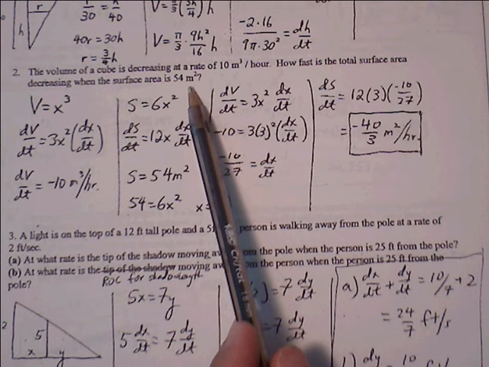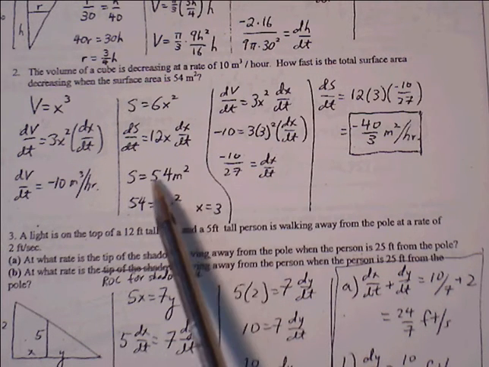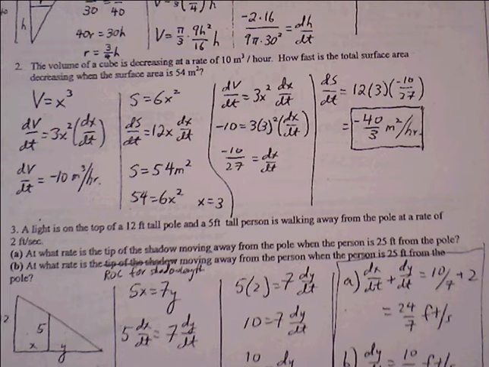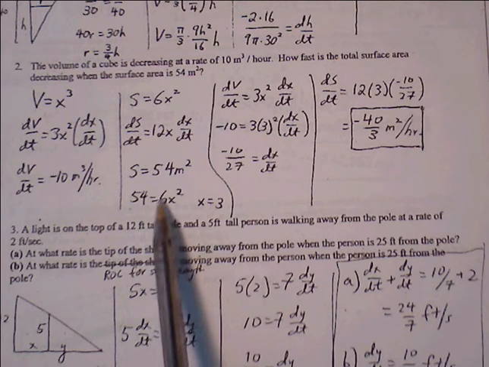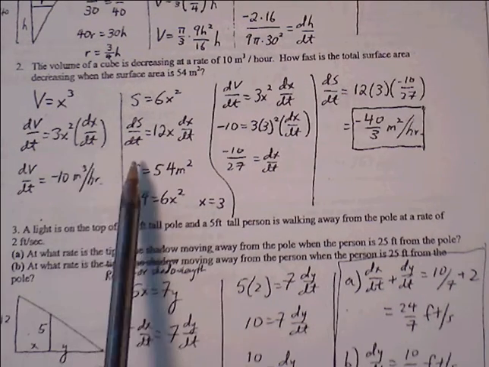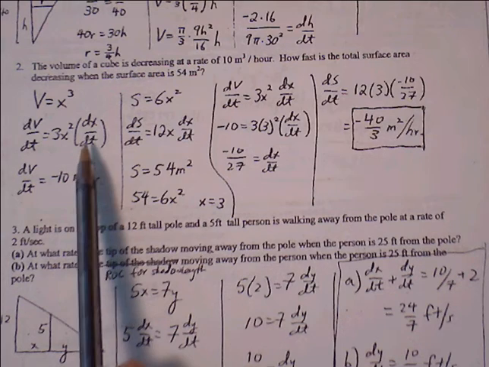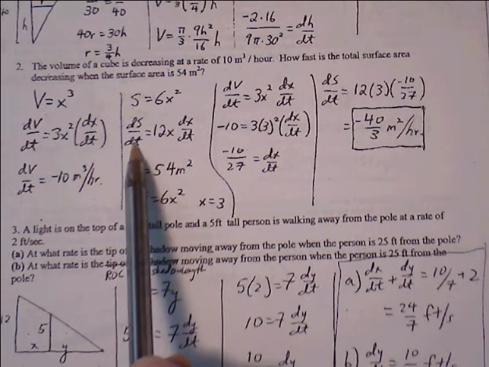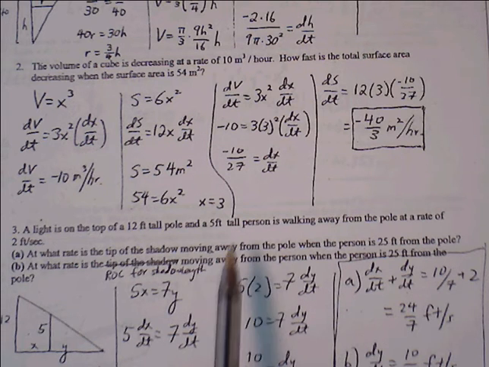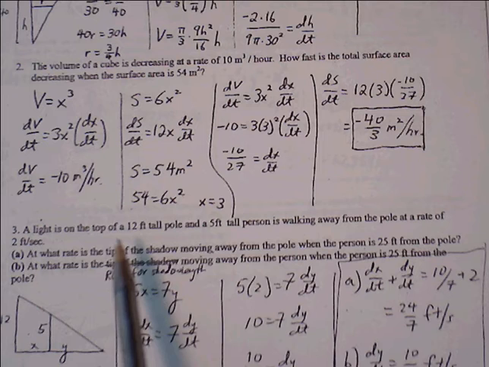When the surface area is 54 square meters, at that moment in time, we can find out what the length of each of the sides will be. So if we do 54 equals 6x squared, we know x equals 3. Now from here, we can use this information to help us find dx/dt, and once we find dx/dt, then we can use this to find dS/dt. So it's a matter of looking at all the variables that we have and trying to piece together how we can find one piece of information at a time and plug in and get to our answer.